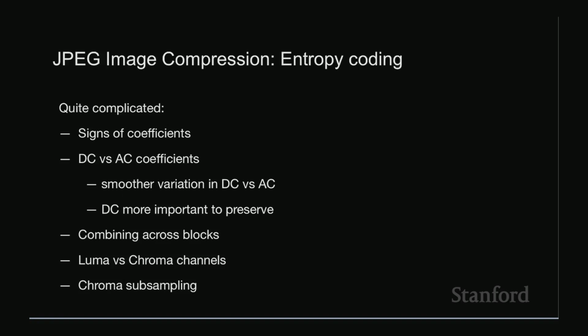And then we also know that the average values are more important to preserve, right? Similar to going back to the luma and chroma. How you combine across blocks is also different for DC and AC. For DC, you actually combine across blocks. For AC, you don't combine across blocks. So coding up an actual JPEG end-to-end is no joke. People spent a lot of time on this, but we can still appreciate all the main ideas here, right?